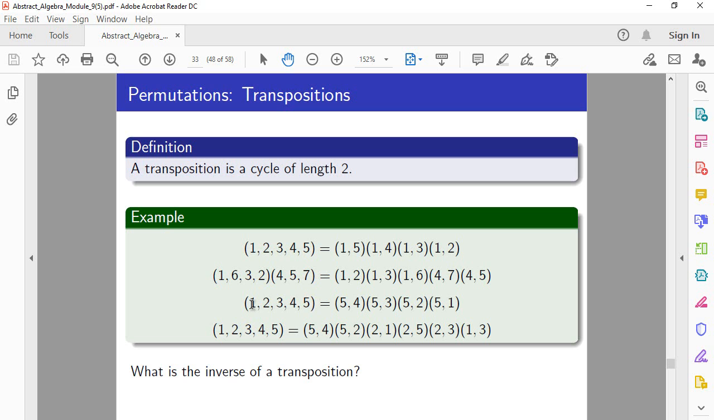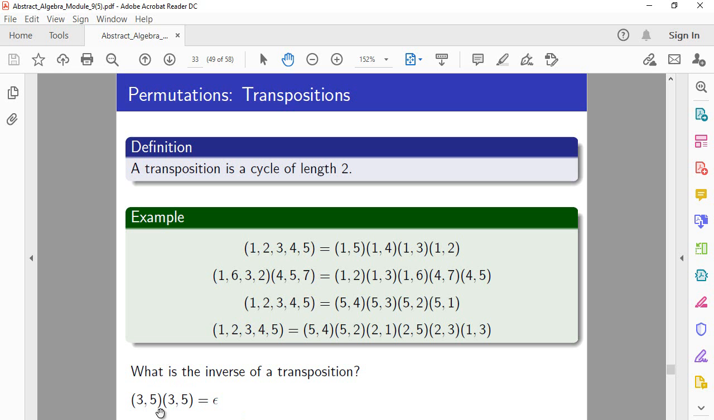What is the inverse of a transposition? Well, a transposition is a cycle of length 2, so we know that it has order 2, and so as a result it is the inverse of itself. So if I have 3, 5, a transposition 3, 5, then if you multiply 3, 5 and 3, 5, you are going to get the identity permutation. So for example, notice that both of these cycles fix all the elements except for 3 and 5.